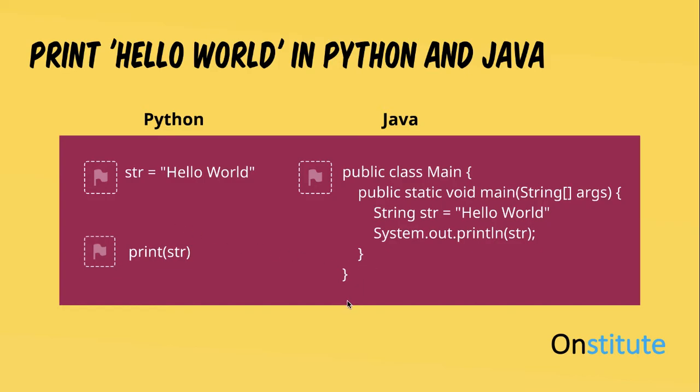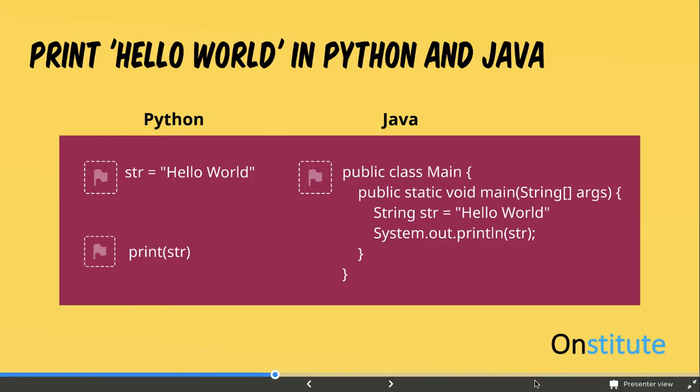Whereas in Java, this entire piece of code is read first and then converted to machine language, and after that, when you will ask it to execute, it will print hello world for you. So that is about interpreter and compiler.